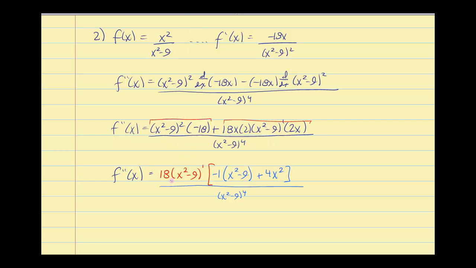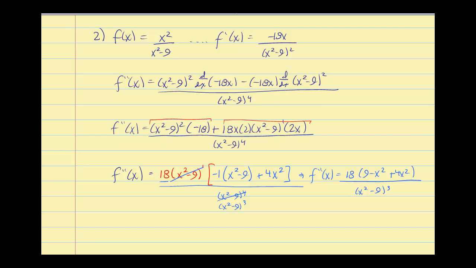Okay, the x squared minus 9's cancel, and I'm left with x squared minus 9 to the third in the denominator. So let's go ahead and simplify this a little bit. And again, I have x squared minus 9 to the third. Now up here, what I'm left with is 18, the 18 from out front. I'm left with 9 minus x squared. And again, if I distribute the negative, I get negative x squared plus 9, or 9 minus x squared plus 4x squared.